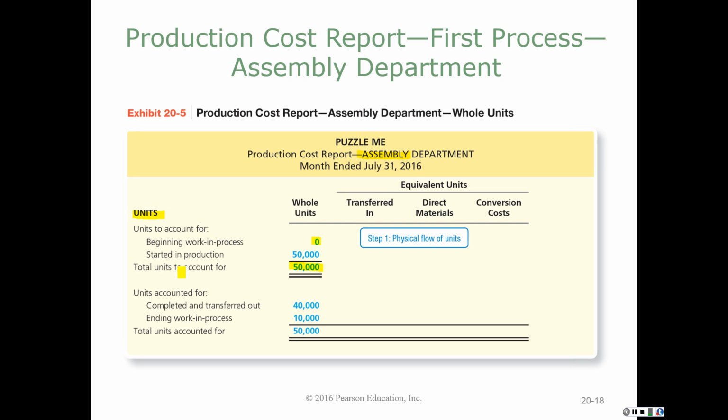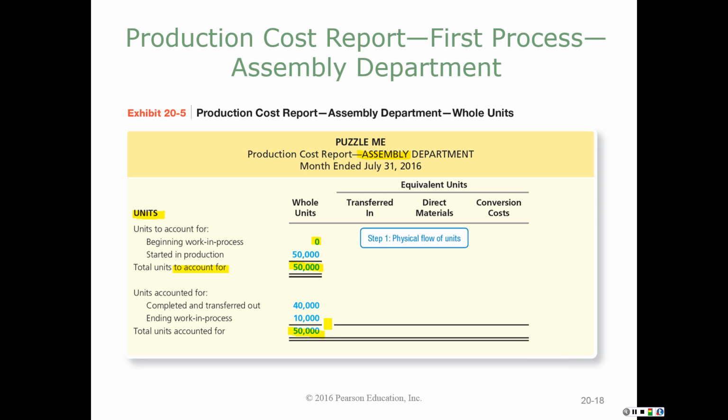Okay, so you'll see this here. We've got 50,000 that we need to account for. So at the end of the period, I need to know what happened to those 50,000 units. Okay, and the illustration in the book tells you that 40,000 of those puzzles were completed in the assembly department and they were transferred over to the next department. Okay, but 10,000 of those puzzles were not complete and they need to stay here in assembly until they're finished, and then they can be moved to the next process.